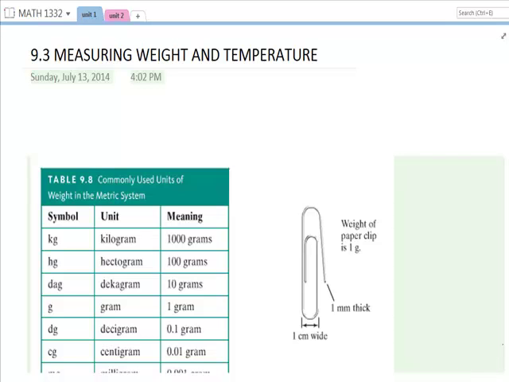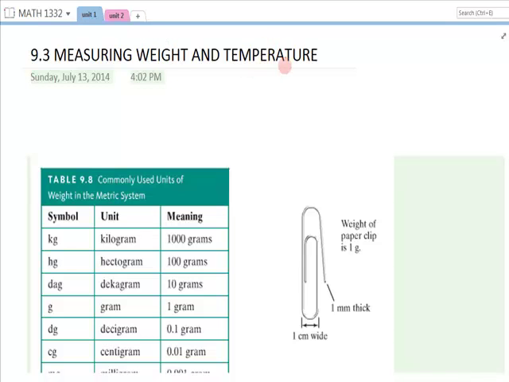Okay, we're going to take a look at section 9.3 and we're going to continue with our study of measurement, converting. This time we're going to focus on weight. Last time we looked at length and area. This time we're going to look at weight. We'll look at the customary or US system. We'll also look at the metric system.